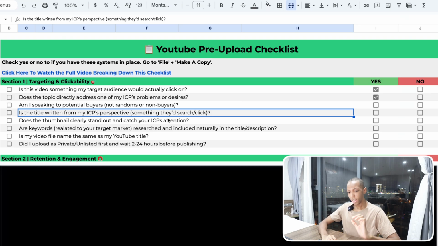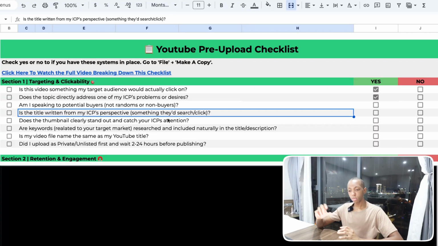So fourth one, is the title written from my ICP's perspective, something they'd search or click on? And this is super important, of course, because everything needs to be from your ICP's perspective. You can't just post things that you think would do well or imagine your ICP would like. You need to post things that they would actually search and click on. Are they searching for how to grow with YouTube, or are they searching for how to grow with YouTube in 2026? It's not a big difference. You get what I mean?